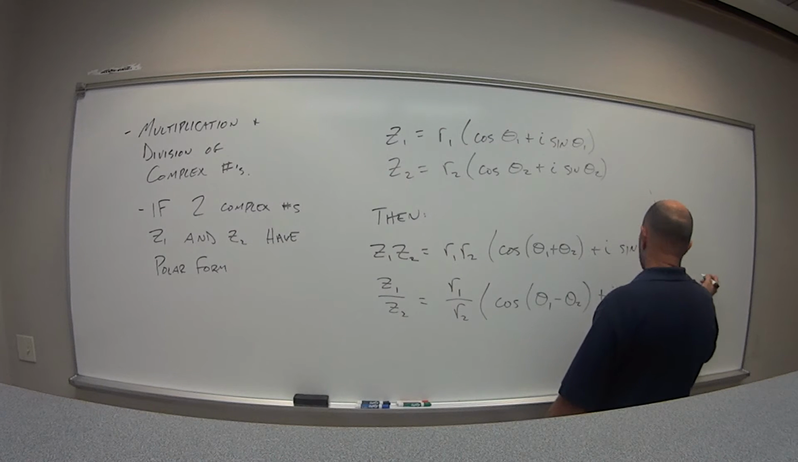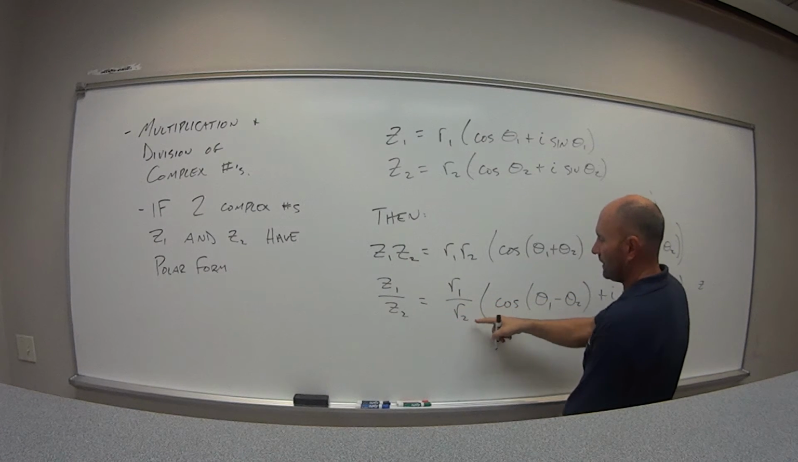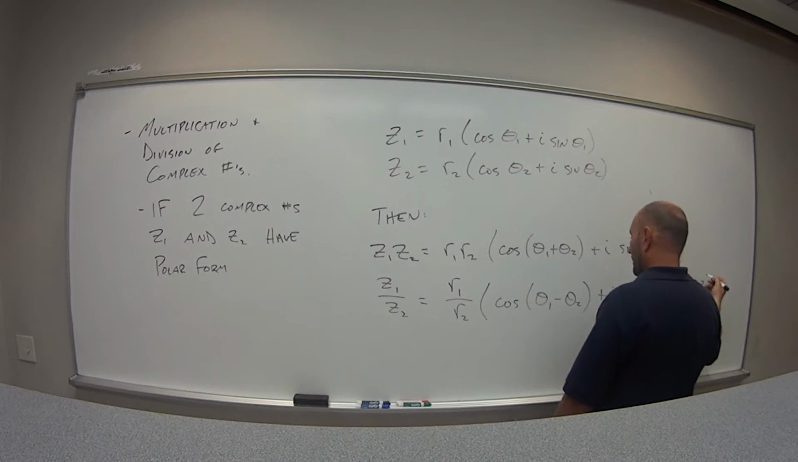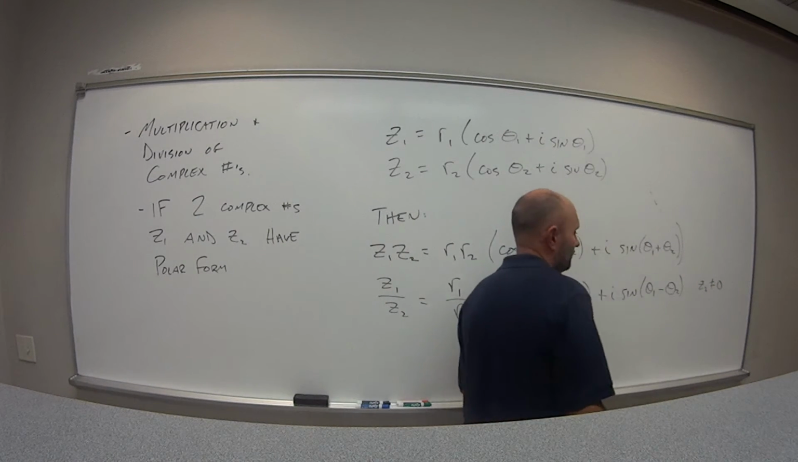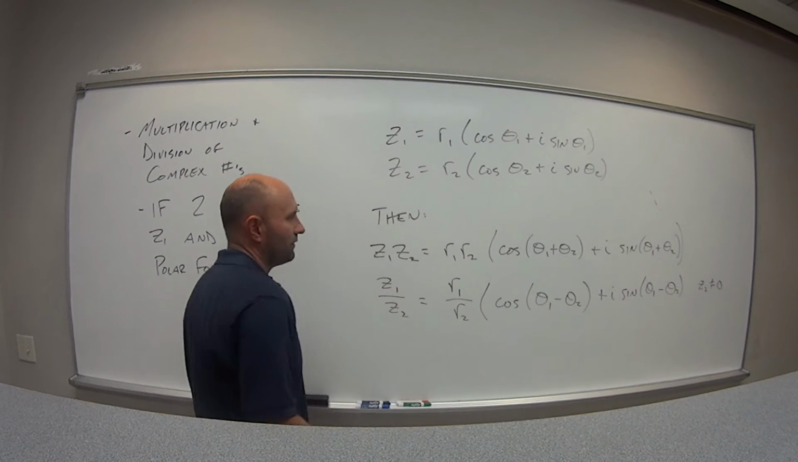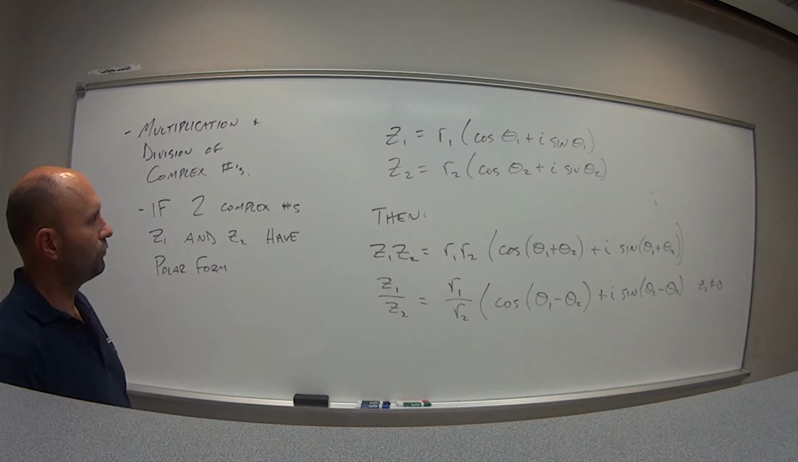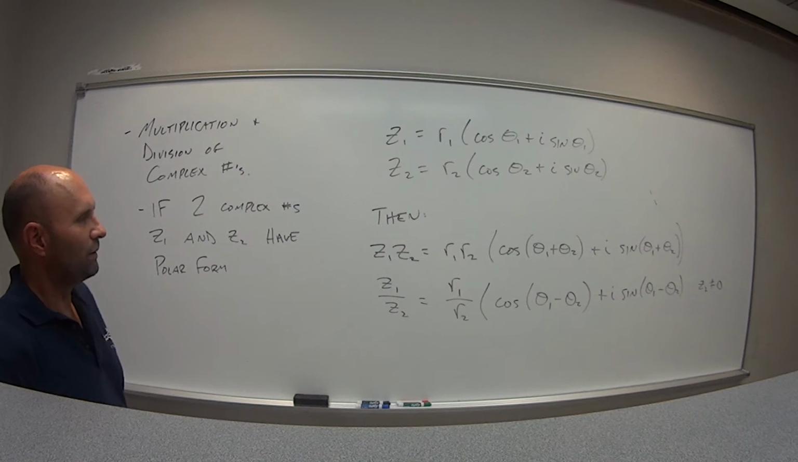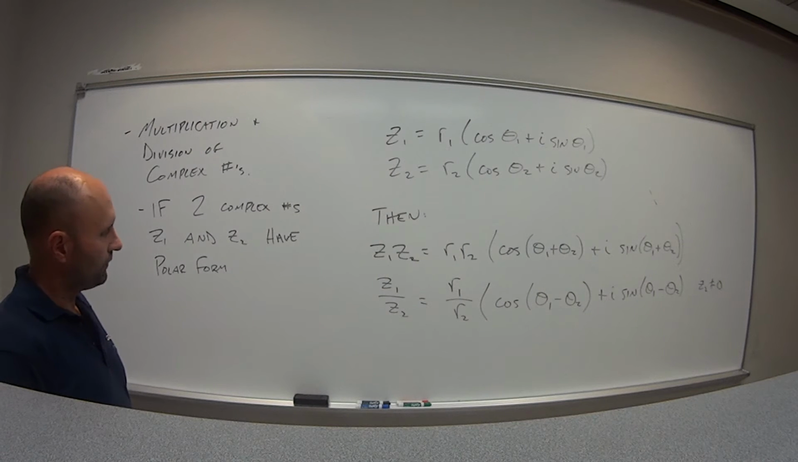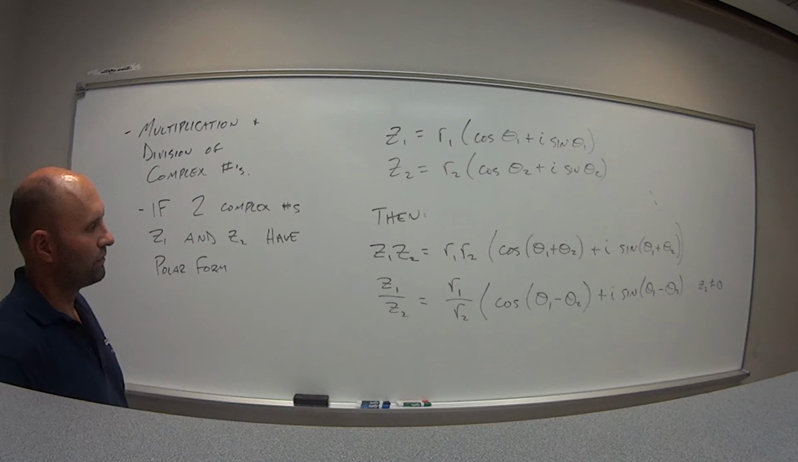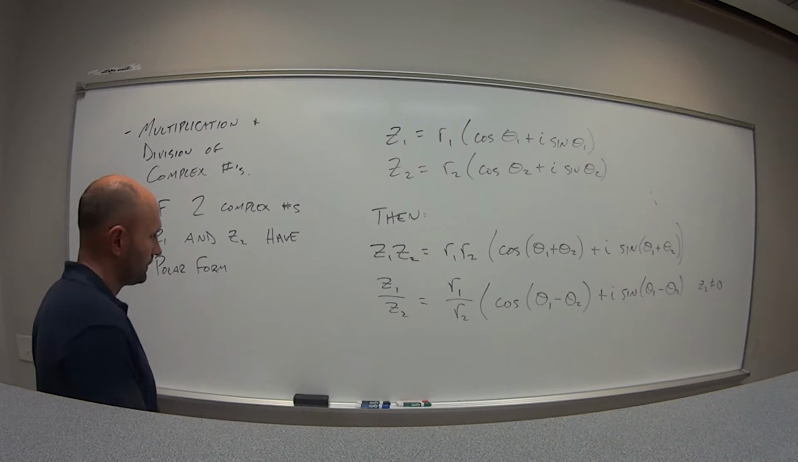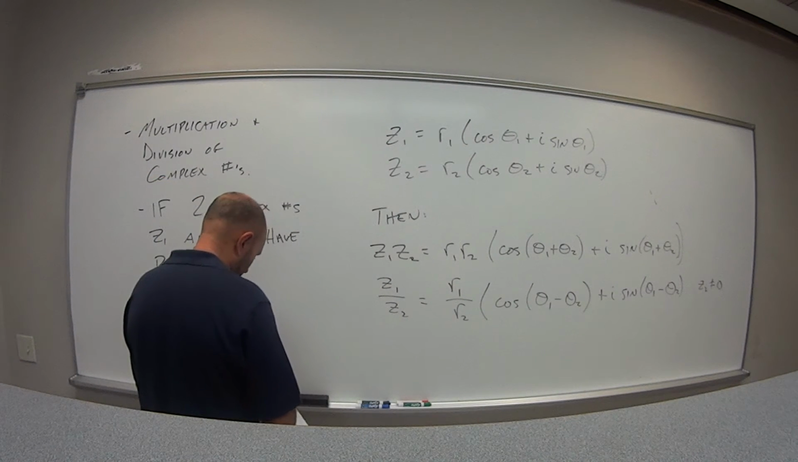And of course, because we have a Z2 in the denominator, and it would have R of 0, therefore Z2 cannot be 0. If Z2 is 0, obviously we can't divide by 0, it would be undefined. So we get those two equations. For Z1 times Z2, it's R1 times R2, and then we add the thetas, and for Z1 divided by Z2, we divide the R values, and then we subtract the thetas. So let's look at a couple examples here.